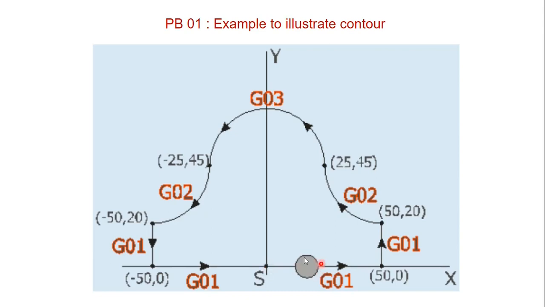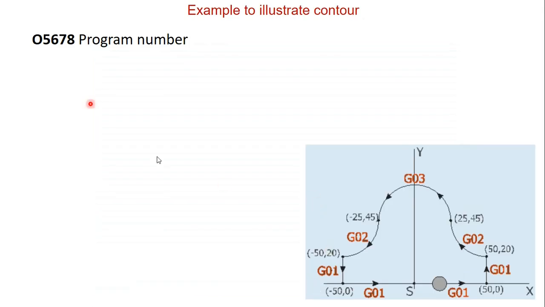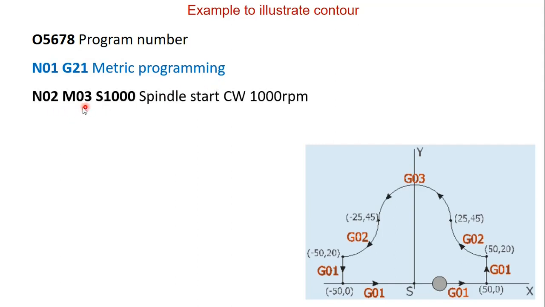So in this problem we are not including the cutter compensation. Okay, so now the program will start with O followed by a few numbers. This 5678 is the program number. So suppose this is a subprogram to any main program and you want to call this program, you can use this number to call it. Okay, then the first one is N01, that is the line number, and G21 means we are using the metric system. Okay, then N02, that is the next line, M03 S1000, that means the spindle should start in the clockwise direction at an RPM of 1000.